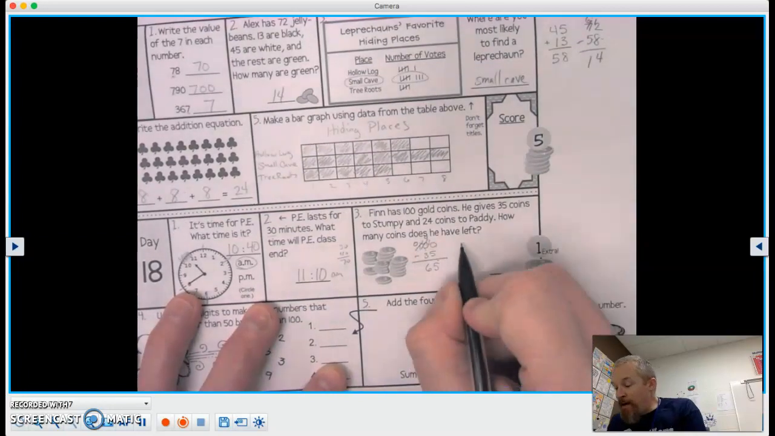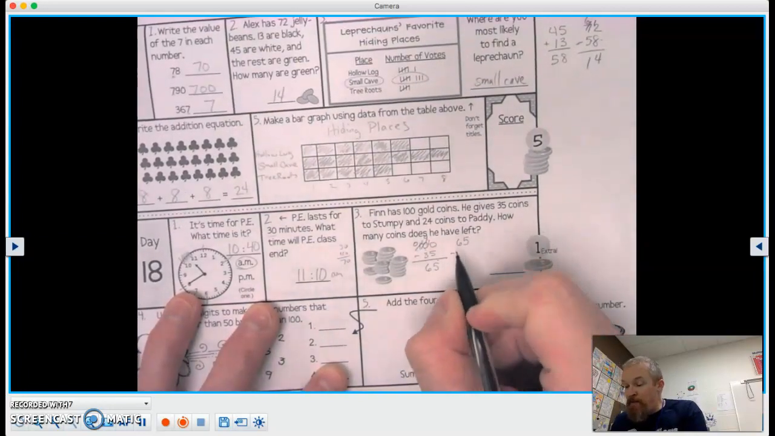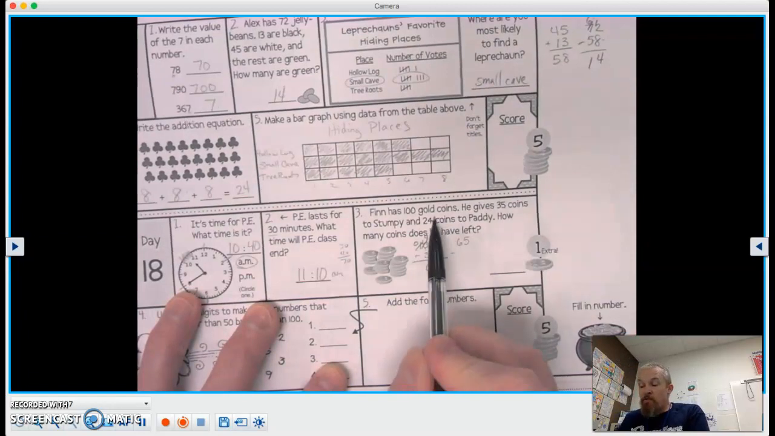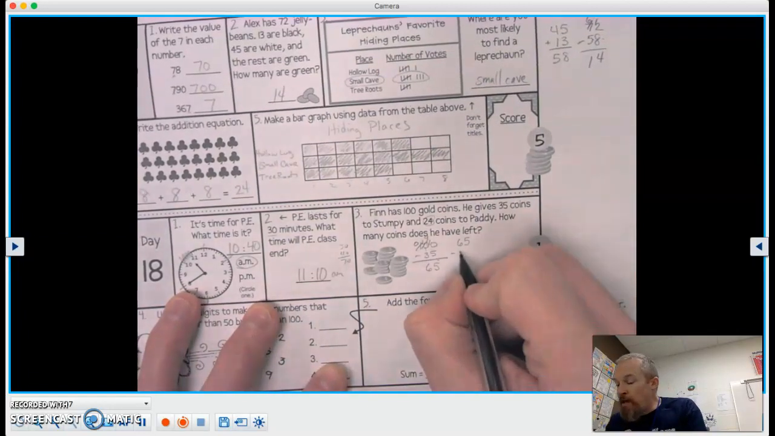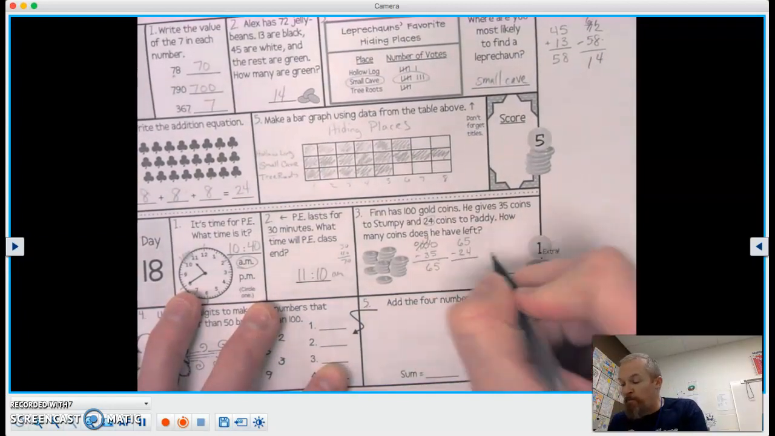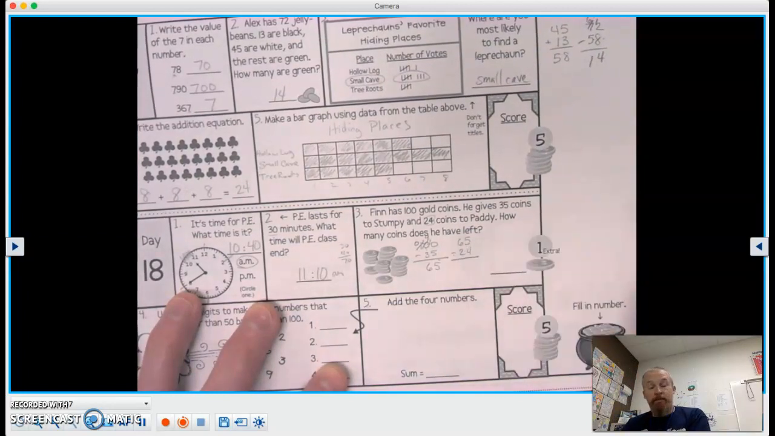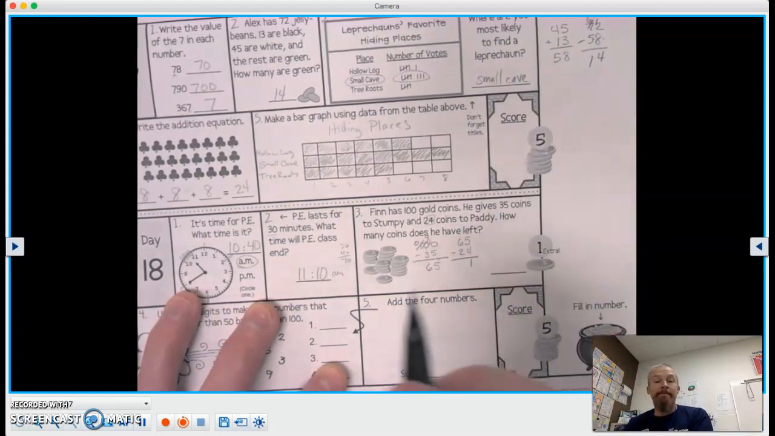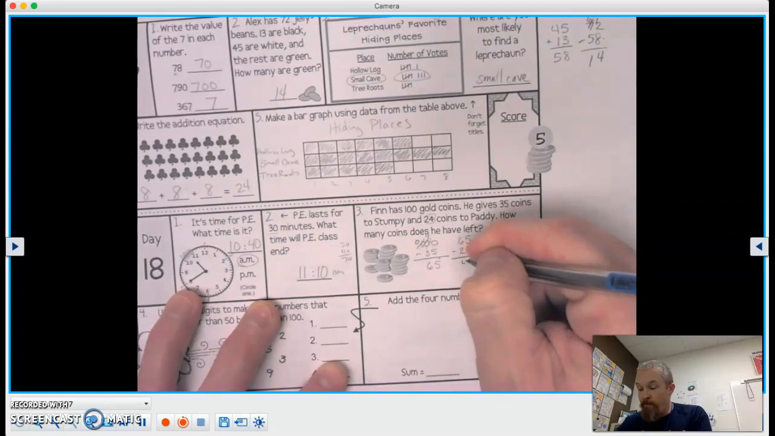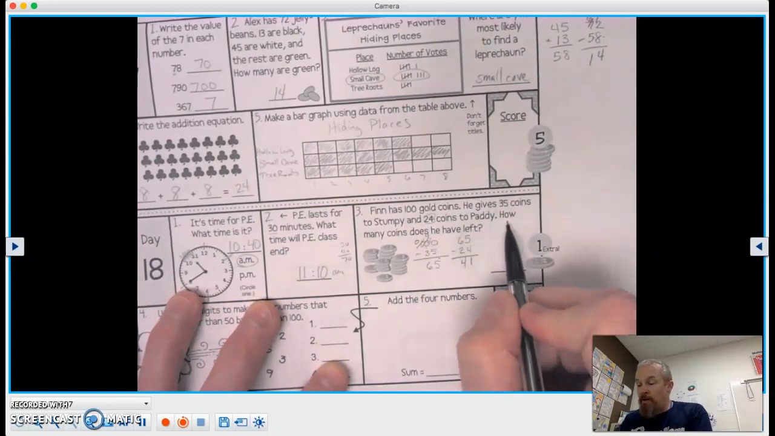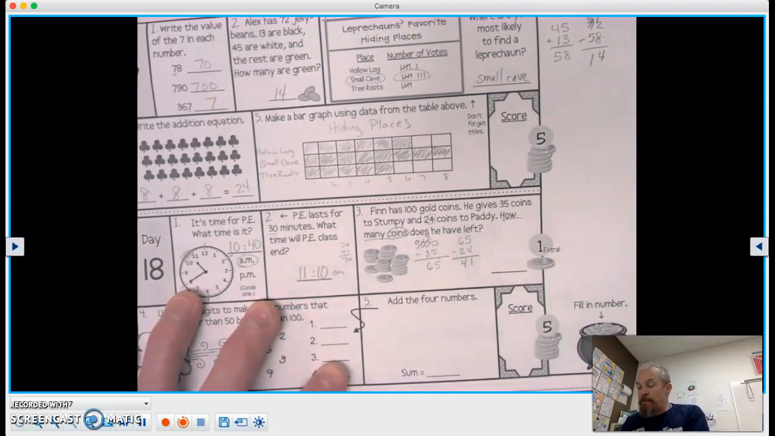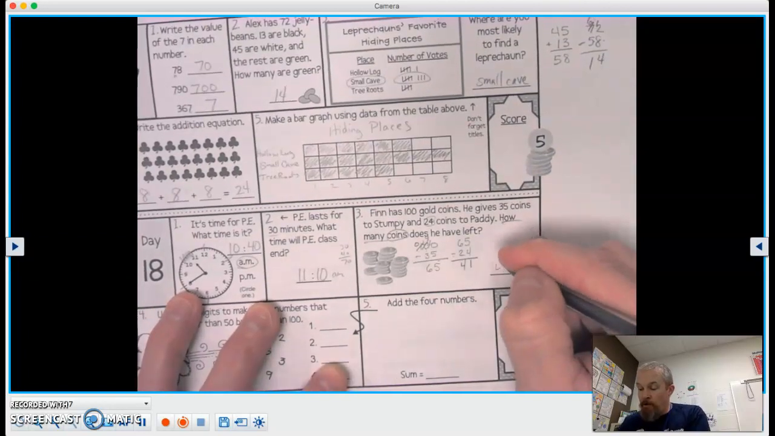No. Now we have to still take 65 minus 24. Remember, he gave coins to two different people. Now 5 minus 4 is 1, and 6 minus 2 is 4. So how many coins? Next word, we circle coins? 41 coins.